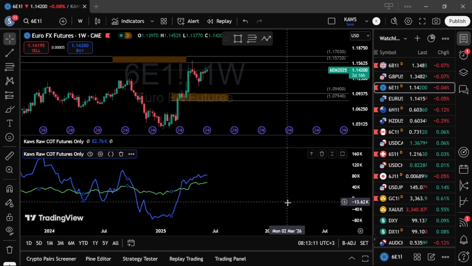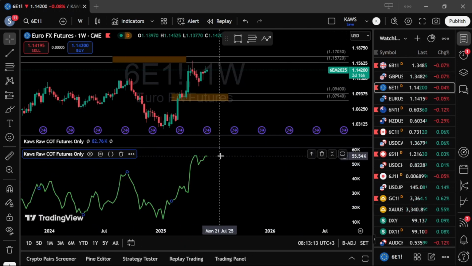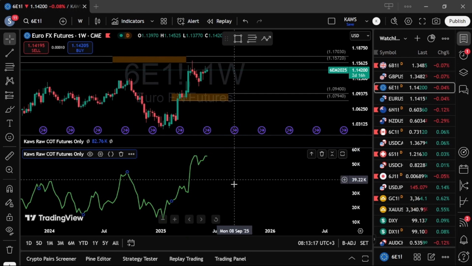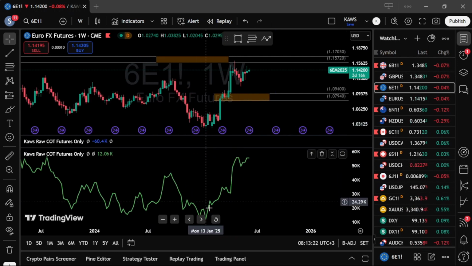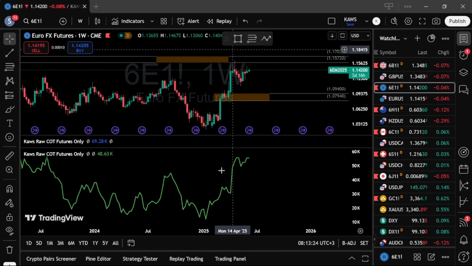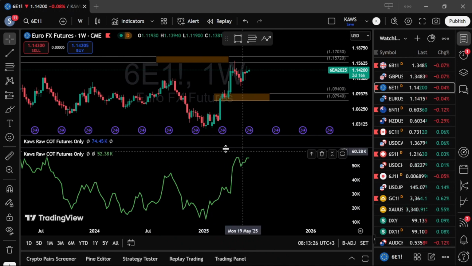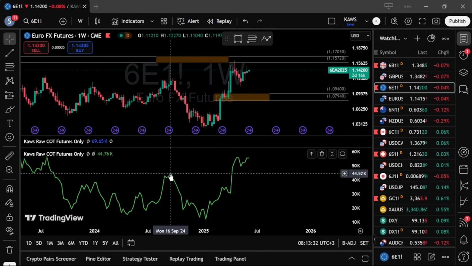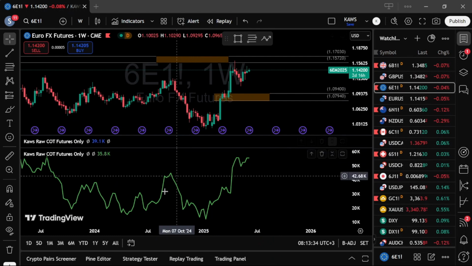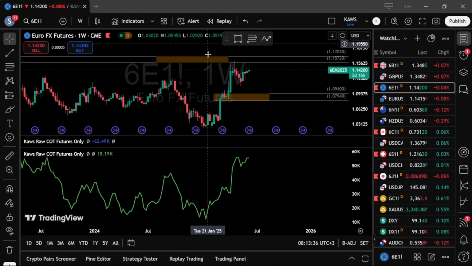So let us look at what the retailers are doing. When retailers are buying, we sell. When retailers are selling, we buy. We just do the opposite. Okay, so currently here we had retailers selling, then we had buys, we have retailers buying, so we have to look for sales. It's always been that way. Look at this: buys, a sell happens; sells, a buy happens.